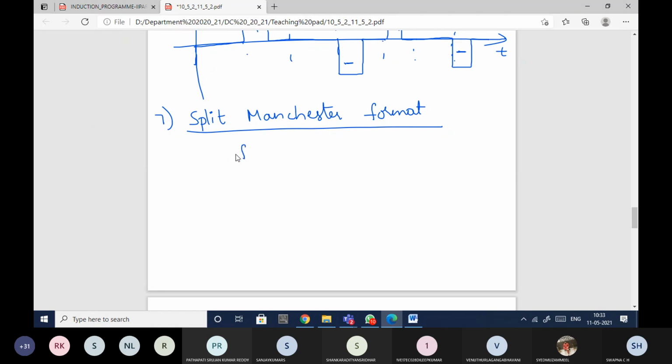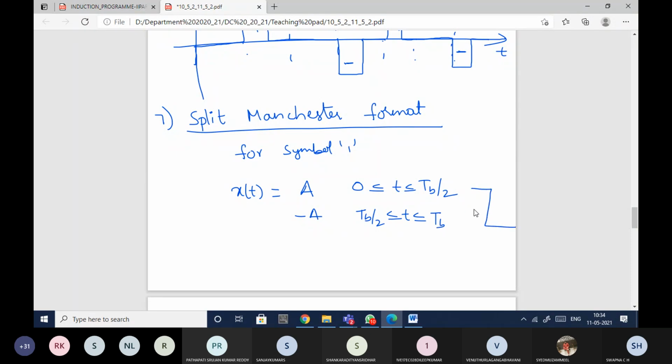So here for symbol 1, x of t will be represented as x of t is equal to A from 0 to Tb by 2, and it will be equal to minus A from Tb by 2 to Tb. Okay, so it will go from positive to negative. Half of the interval it will be positive A, and half of the interval it will be minus A. This is for symbol 1.